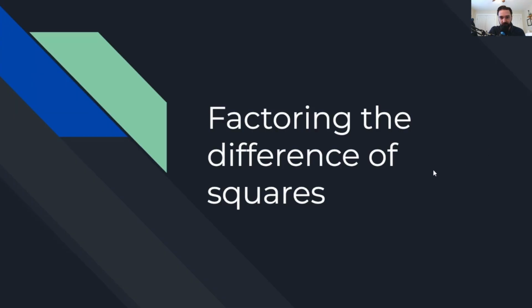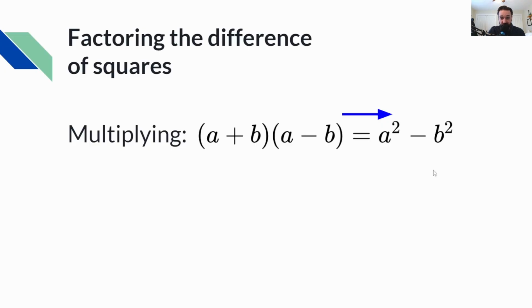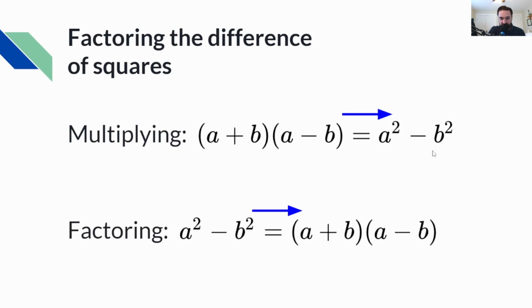Next, let's move to the difference of squares. Once again, we've seen this already. We had 2 factors, a plus b times a minus b. When we FOIL that, we get a squared minus b squared. We get terms. So I'm reading it from left to right: we start with factors and we end up with terms. But we want to do the opposite in this video: start with terms and get factors.